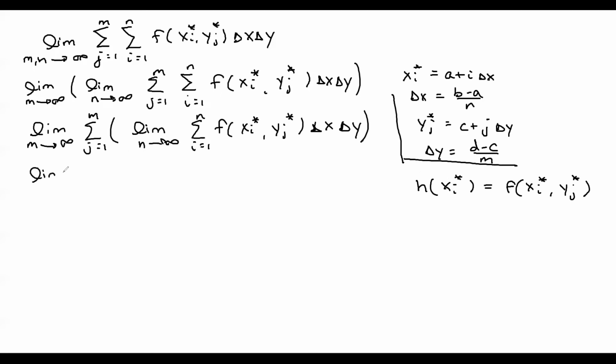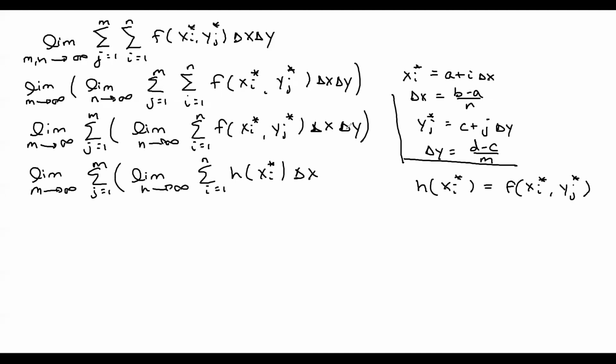If you do that and fill it in, you get the limit as m goes to infinity of the sum j equals 1 to m, and then the limit as n goes to infinity of the sum i equals 1 to n of h of x sub i. Because y is a constant inside this, not throughout the whole calculation but just inside this, we're compartmentalizing here. It acts like a constant, so we can just drop it out of the function. Then you get h of x sub i star change in x, and I'm going to take this change in y and kind of factor it out and put it out here. Now it doesn't go all the way out, but it's something like this.